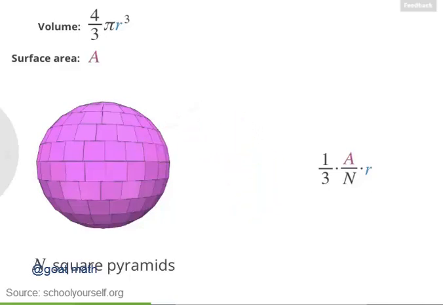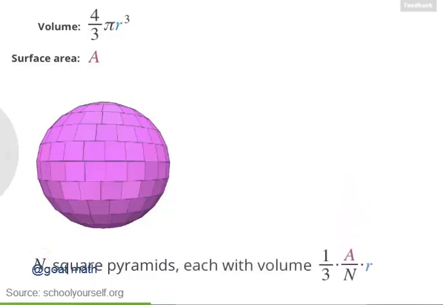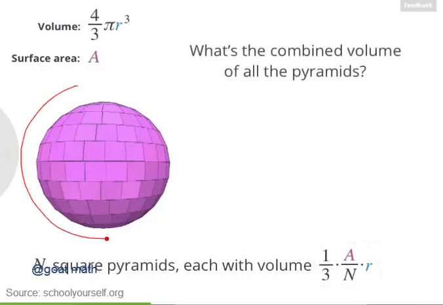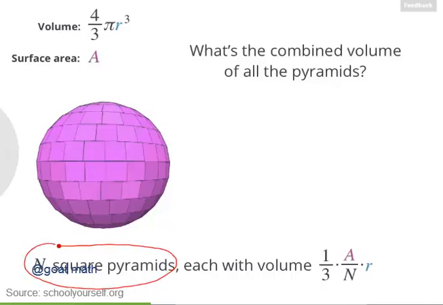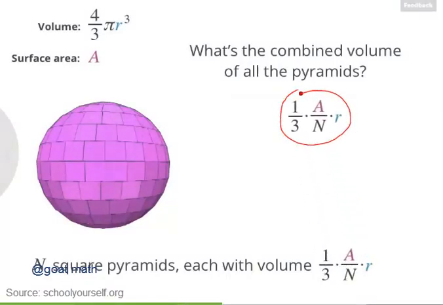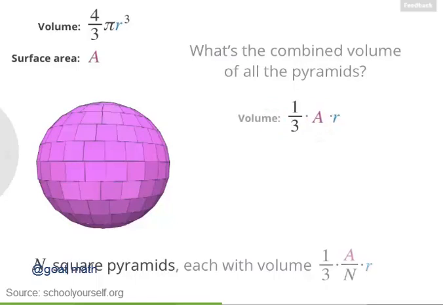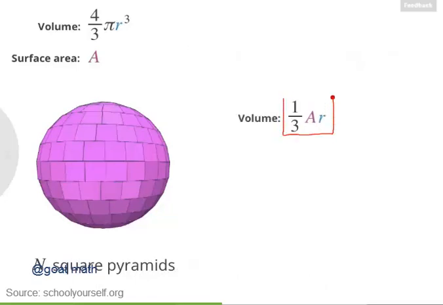Now this sphere is made up of a total of n pyramids, each of which has the same volume, 1/3 times A over n times r. So what's the volume of our spherical approximation? In other words, what's the combined volume of all n of these pyramids? Right. Each pyramid has a volume of 1/3 times A over n times r, and there are n pyramids, so their total volume is n times 1/3 A over n r. Now this n over here cancels out this n in the denominator, and so the volume of our spherical approximation is 1/3 times A, the surface area, times r, the radius.